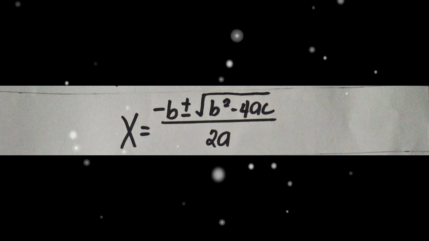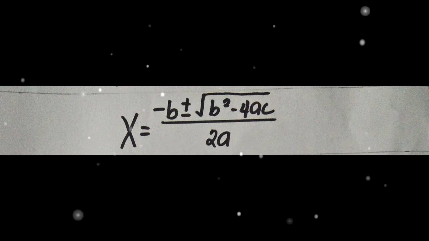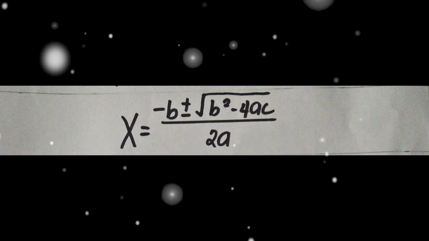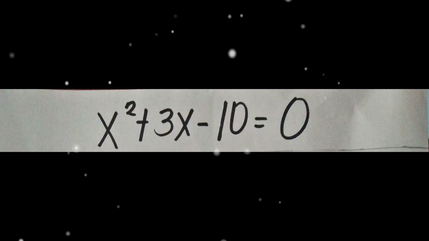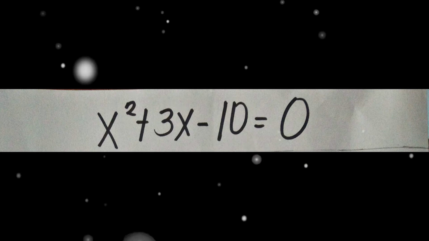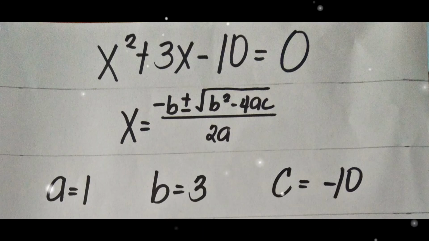So, the fourth and last method in finding the roots of a quadratic equation is by using the quadratic formula. The formula is x equals negative b plus minus the square root of b squared minus 4ac all over 2a. First, identify the a, b, and c so you can easily substitute the given values into the formula. For our example, the equation is x squared plus 3x minus 10 equals 0. The a here is 1 because it is the numerical coefficient of x squared, b is 3 because it is the numerical coefficient of x, and negative 10 is the c because it is the constant.